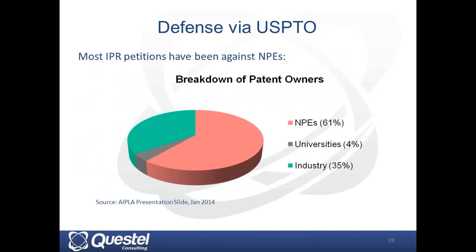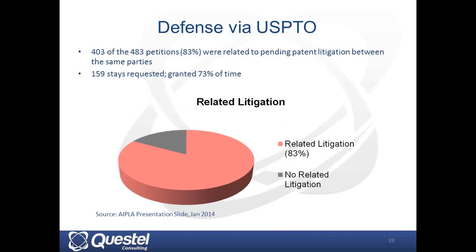So, defenses via the USPTO: we're seeing that most IPR petitions have been against NPEs, 61%, and 35% against industry. Those are the patent owner breakdowns. And if we look at pending litigation, where there's an IPR in existence and there's related litigation, we're seeing that 403 out of the 483 petitions, so that's 83%, are related to pending patent litigation between the same parties. We're also seeing that where stays have been requested, and there have been 159 stays of the litigation subject to decision of the IPR, that's been granted 73% of the time, and that's 2014 AIPLA data.